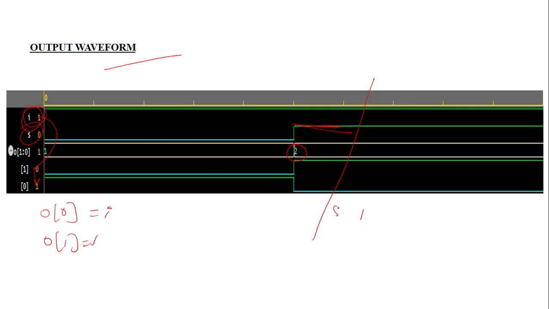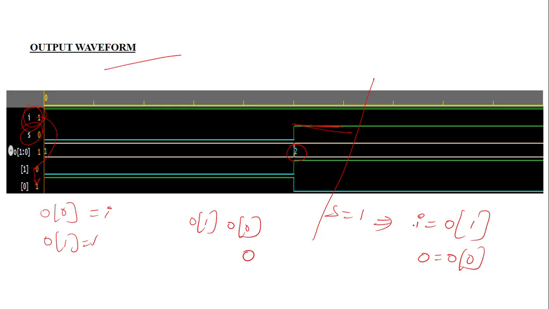So what does select line equal to 1 mean? The input is going to be assigned to O of 1 and 0 is O of 0. So here O of 0 is equal to 0 and O of 1 is going to be I. What is the I value here? It is a 1. So it means 2, that's why our output will be 2.